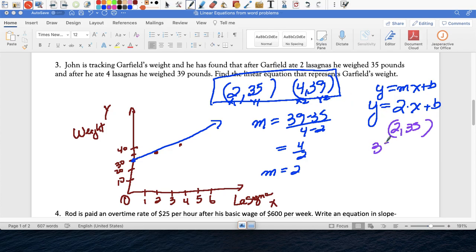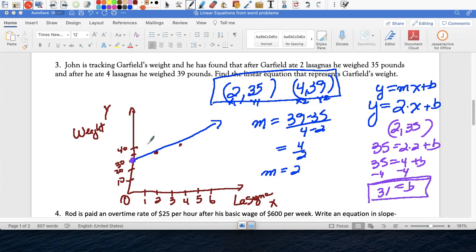Let's substitute. 35 equals 2 times 2 plus b. 35 equals 4 plus b, minus 4 on both sides. B equals 31. So, before he started eating the lasagnas, at 0 lasagnas, how much did Garfield weigh? He weighed 31. What's my complete answer? Y equals 2x plus 31. So the rate of change is 2. 2 pounds for every lasagna plus his original weight.